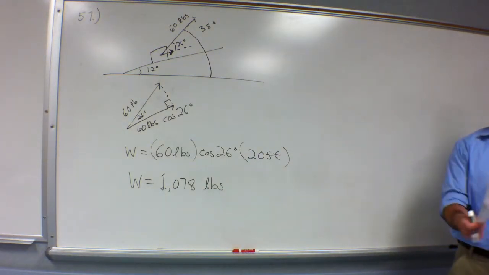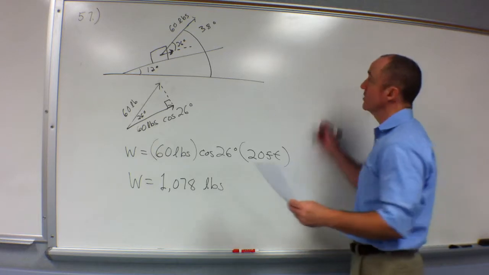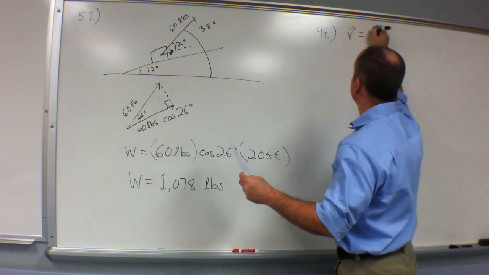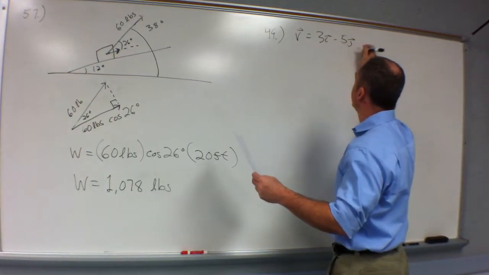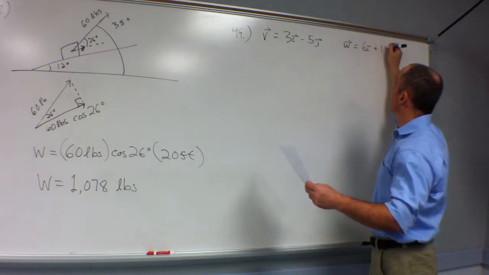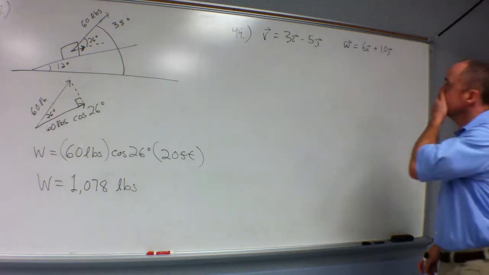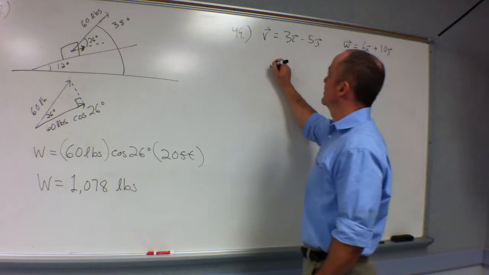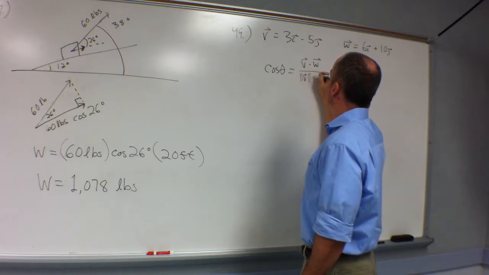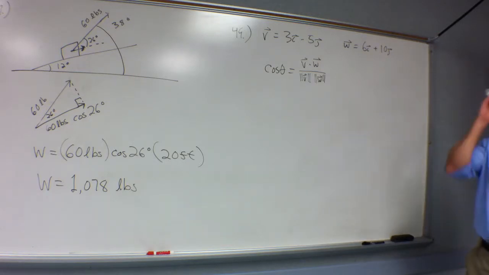Nope. Good. Okay. The next ones were determine whether V and W are parallel, orthogonal, or neither. And we went to number 49 for that, and they said vector V is 3i minus 5j, and vector W is 6i plus 10j. The formula we used yesterday said the cosine of the angle between the vectors was V dot W over the magnitude of V times the magnitude of W, right? Is that correct? Yes.